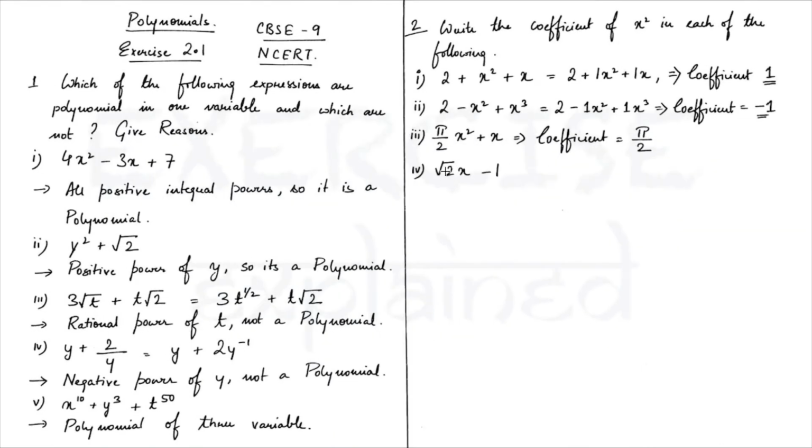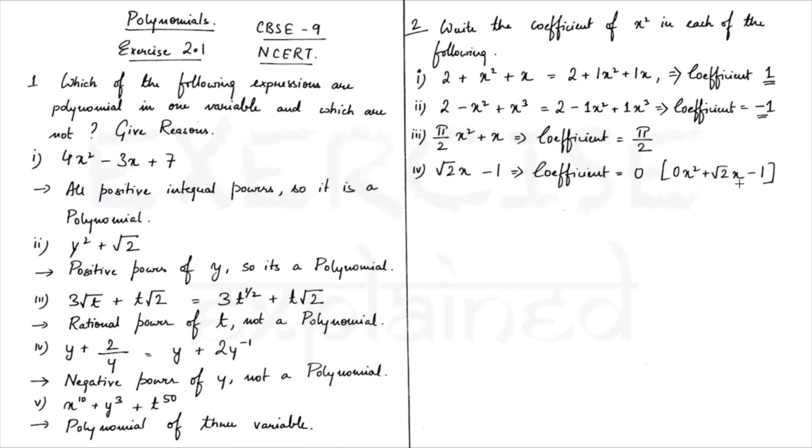Getting into the next one, we have root 2x minus 1. Now we have got to notice one thing here. There is no x square in this equation. If there is no x square, we can consider 0 into x square plus root 2x minus 1. As you can see here, I've written 0x square plus root 2x minus 1. So the coefficient of x square comes to be 0 and we take it as 0.